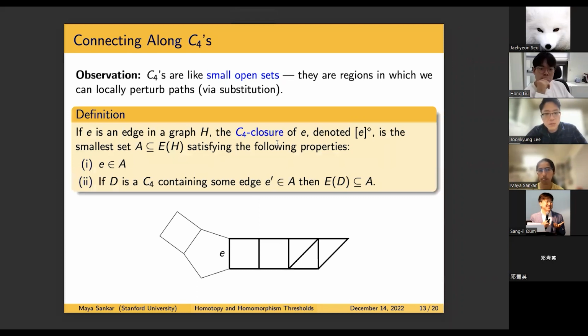So this motivates defining this thing called the C4 closure of an edge. I've denoted it this way, where the little diamond stands for C4. This is the smallest set that contains the edge we start with, and then any C4 containing that edge, and then any C4 containing any of those edges, and so on. So it's the smallest set containing the edge that's closed under the property that if we take a C4 with one edge in the set, then the whole C4 is in the set.